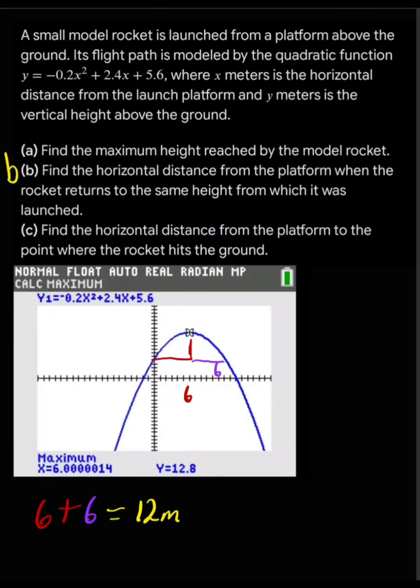For part B, we need to find out the horizontal distance when it returns to the same height when it was launched. It was actually launched at 5.6 meters. But that's not really needed since we know that this parabola is going to be symmetrical. It launched, and then 6 meters after it reached its maximum height. So we can calculate the value in which after 6 more meters, we will have the exact 5.6 again. All this because parabolas are symmetrical. This means that the distance it travels until it reaches 5.6 is going to be 12 meters.